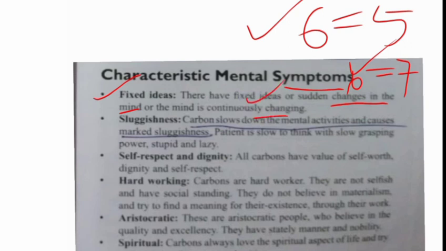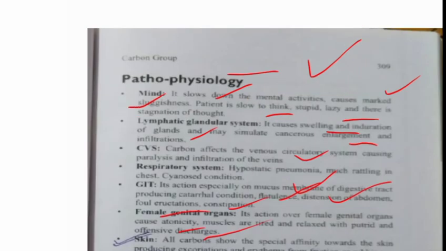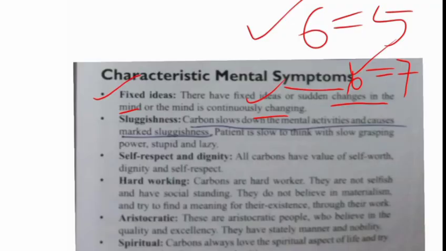Sluggishness, what is the sluggishness? Sluggishness means, due to the carbon we discussed before, there will be pathophysiology, and the patient is sluggish, marked sluggishness is present. That's why the patient cannot think, comprehension power is so slow, that's why they are stupid, lazy, sleepless, and dull.